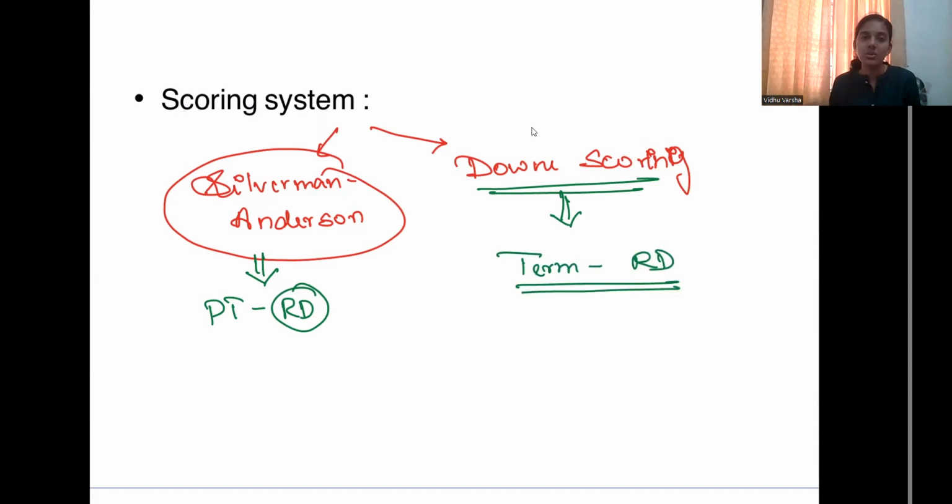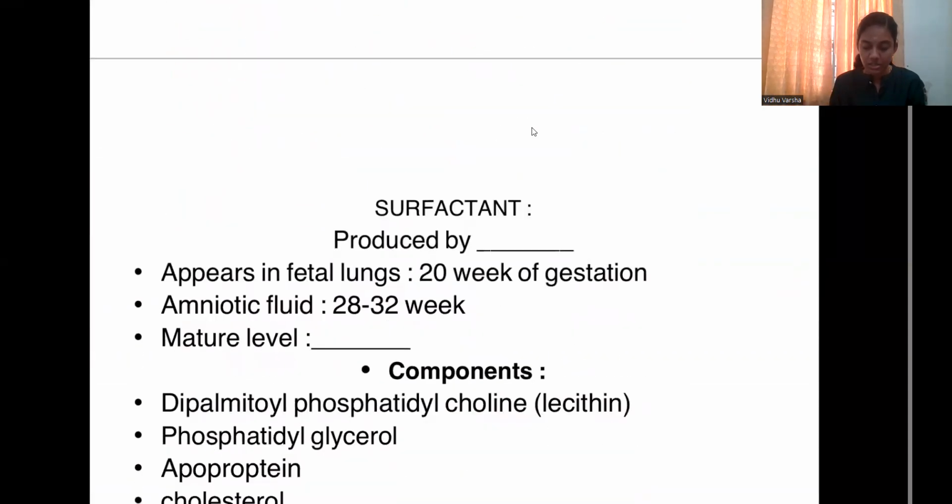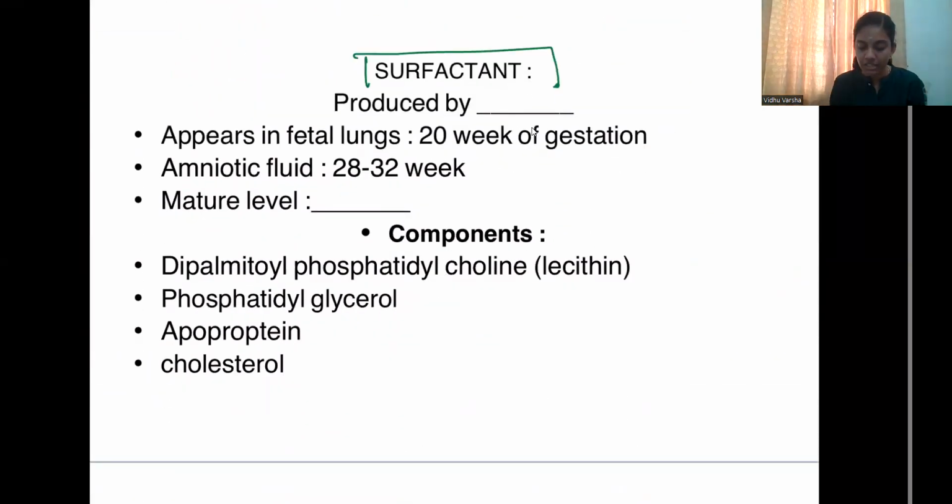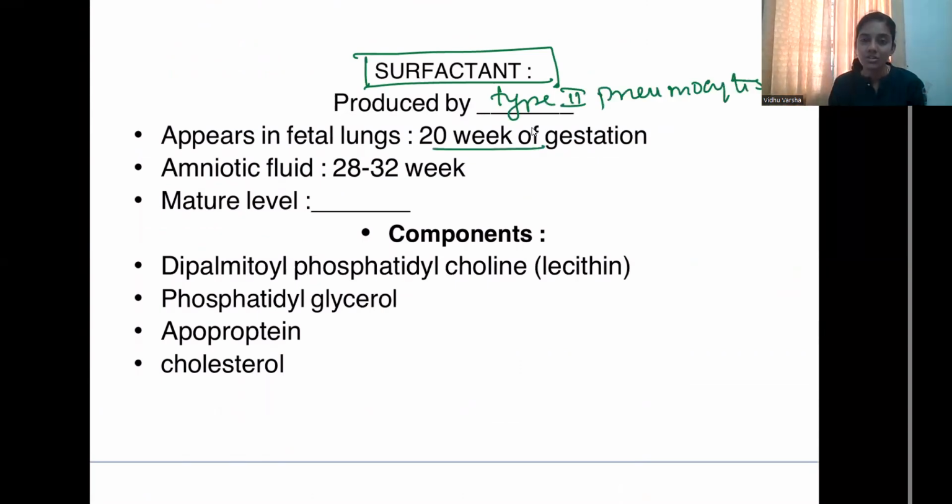Why are we using these scorings? Because we interpret the child to have either mild, moderate or severe respiratory distress, and the treatment varies according to the scoring system, right? Coming to the surfactant. Surfactant is produced by your type 2 pneumocytes, and it appears in the fetal lung by 20 weeks of gestation and in amniotic fluid by 28 to 32 weeks of gestation. The mature level is present by around 35 weeks of gestation.